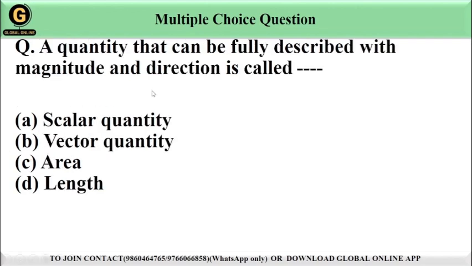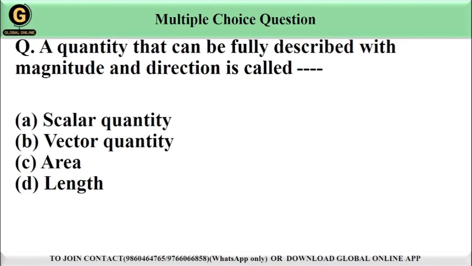Let's move to the next question. A quantity that can be fully described with magnitude and direction is called dash dash. Options are given. Option A, scalar quantity. Option B, vector quantity. Option C, area. Option D, length. So guys, a vector quantity is defined by both magnitude and direction.